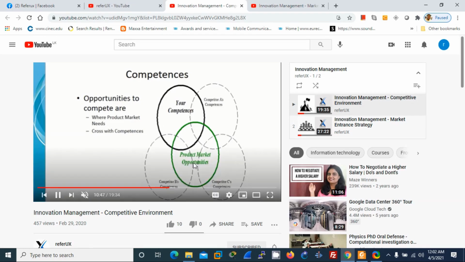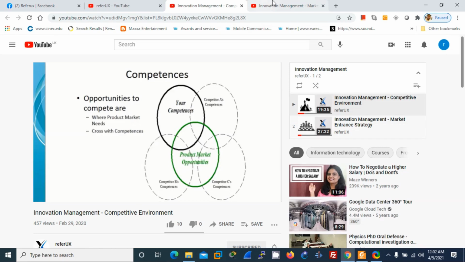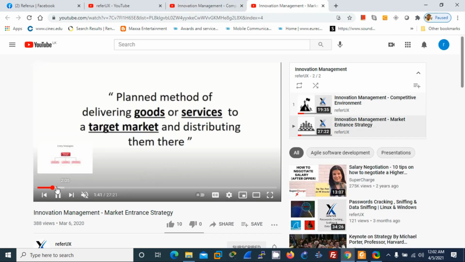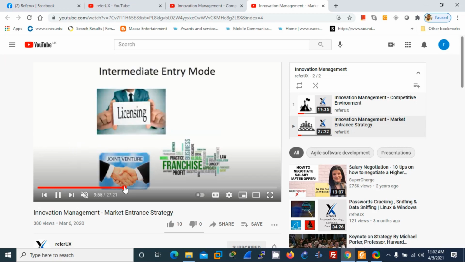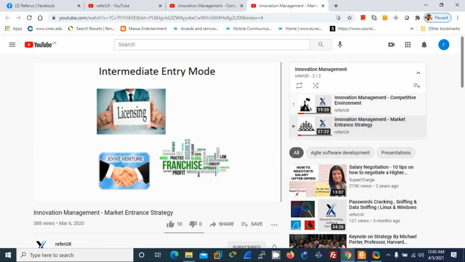And also, during the market entry lecture, I explained some of the models that we can adhere to, especially licensing, joint ventures, and franchising methods that we can use to enter into markets.